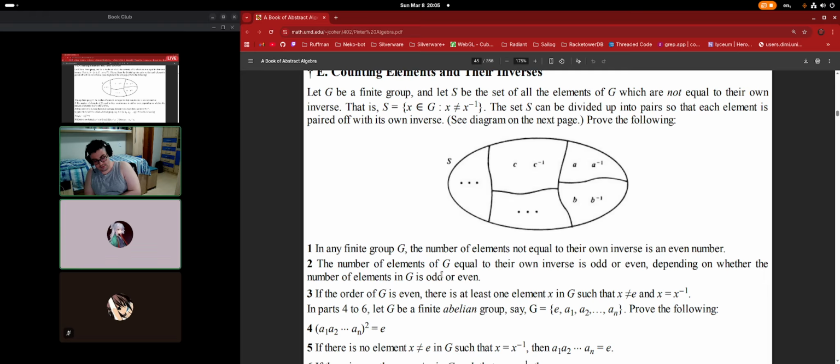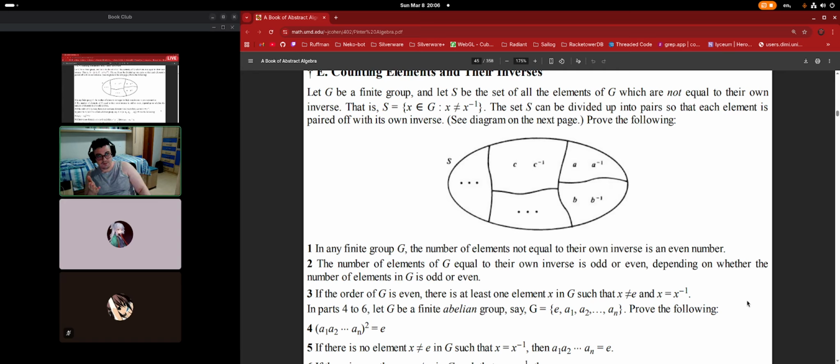Well, yes, because G will either have an odd number of elements or an even number of elements, right? If it's odd and you remove identity, then you have even elements. No, you don't remove identity actually, because identity is equal to its own inverse. But in this case, I'm paying attention to the ones that are not, because then I can do the subtraction in my head to get this one. But what you're saying also works.